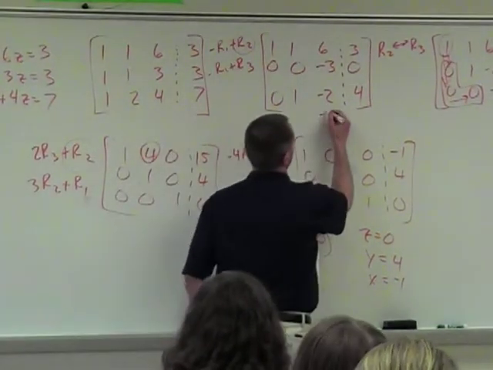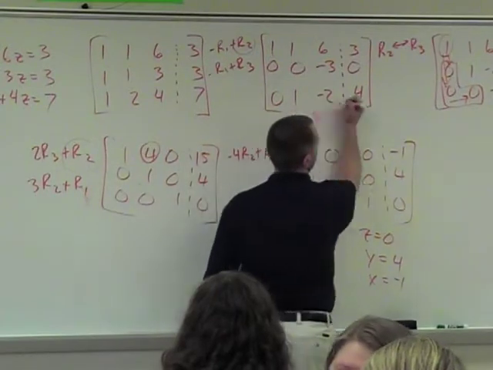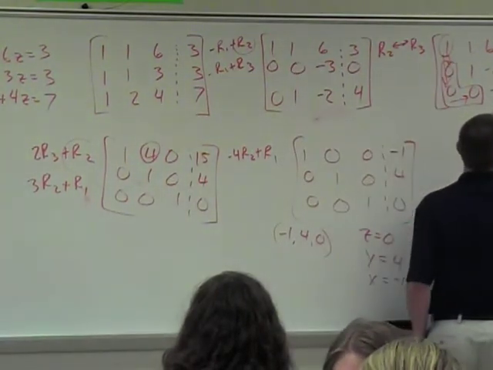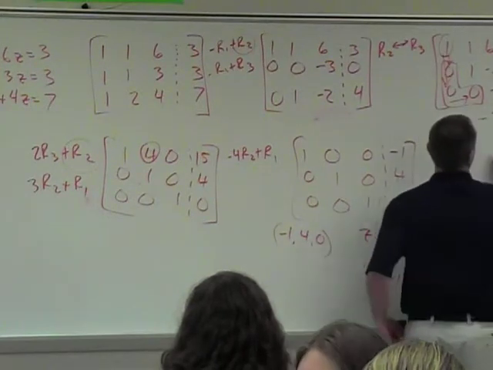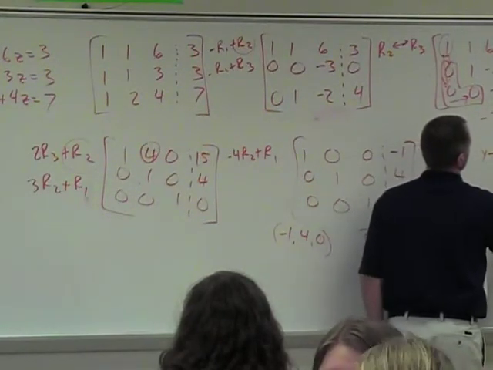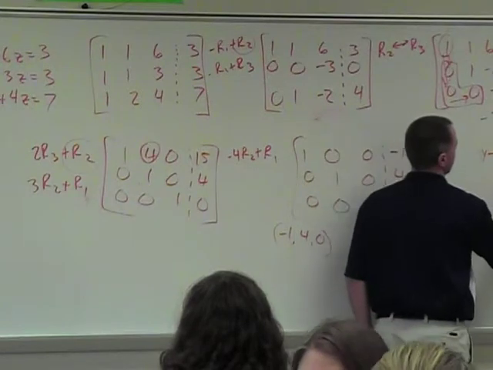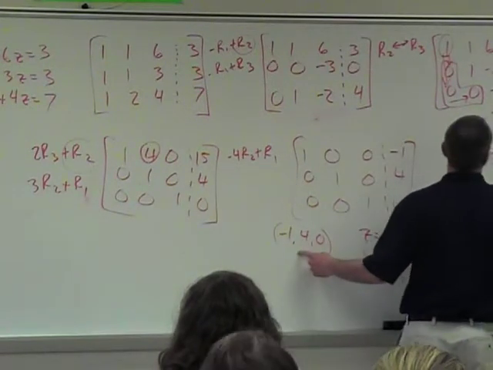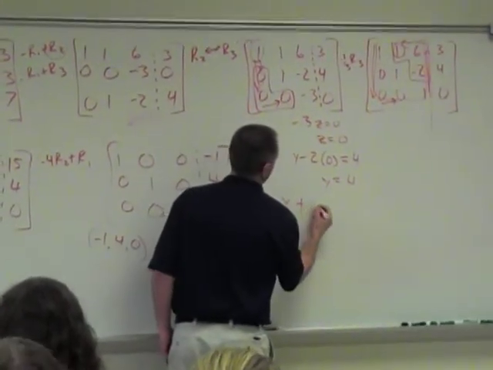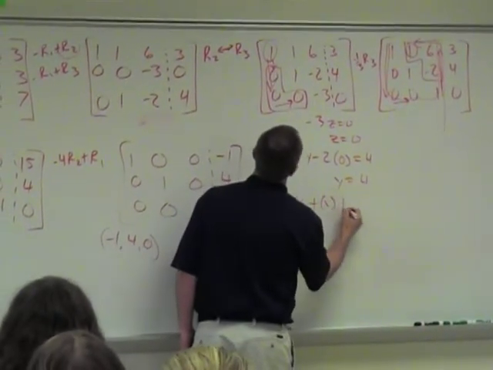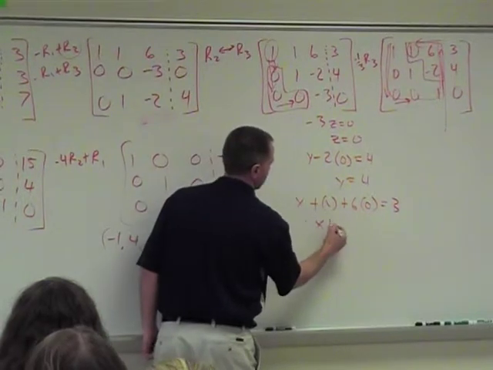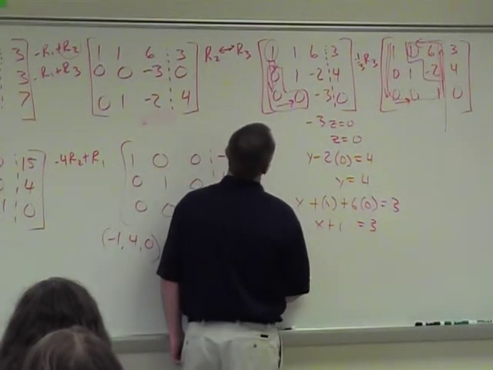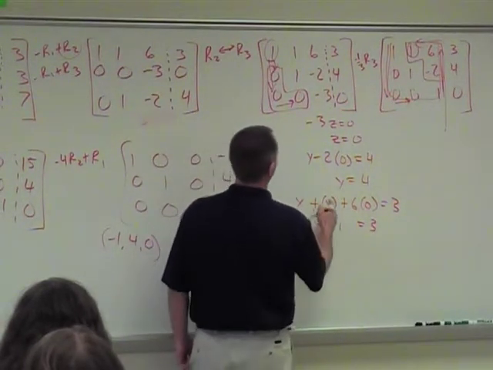So here you have -3z equals 0, so z equals 0. Here you have y minus 2 times z equals 4, so y equals 4. And you have x plus y plus z, 6 times z equals 3. X plus 1 equals 3. Did I do this right? Oh, y equals 4, sorry.